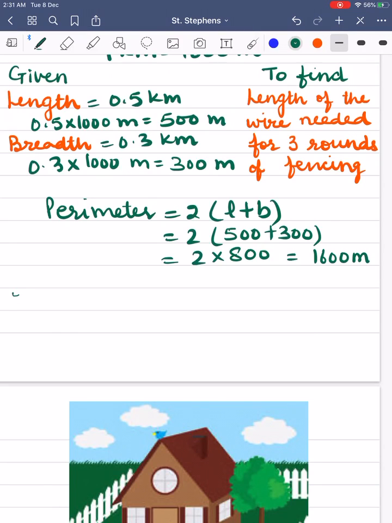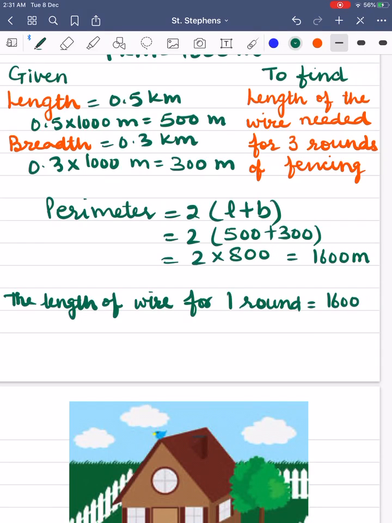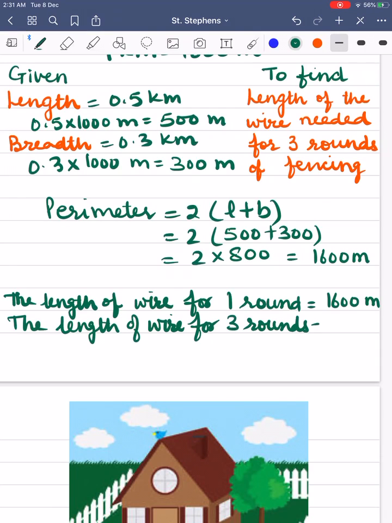So the length of wire for 1 round is equal to 1600 meters, and the length of wire needed for 3 rounds is equal to 3 into 1600 meters, which is equal to 4800 meters.